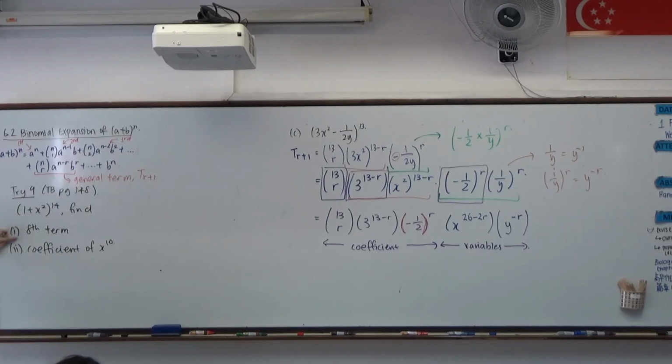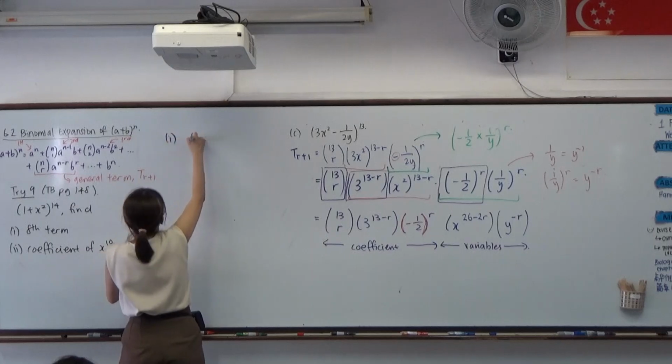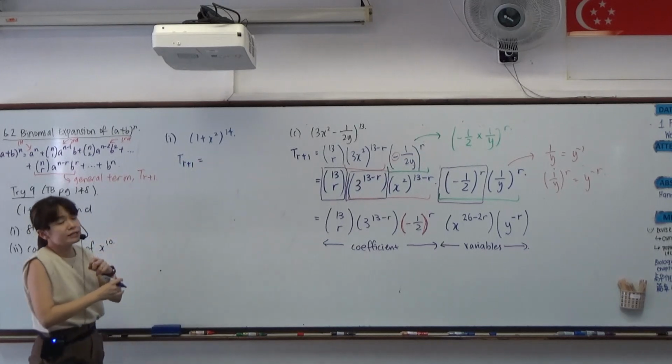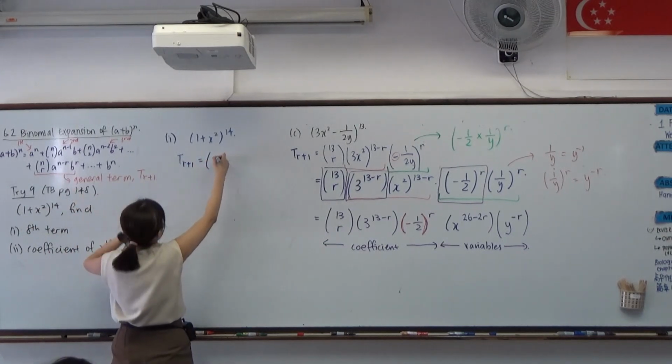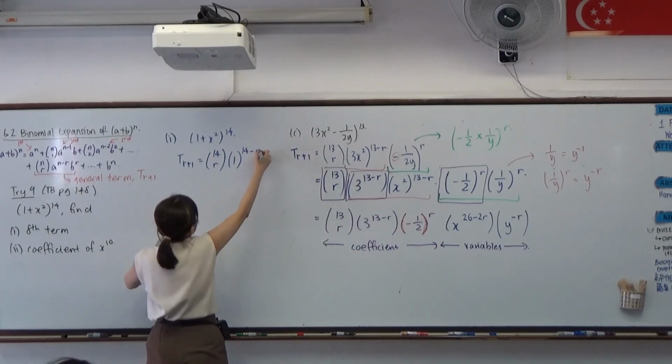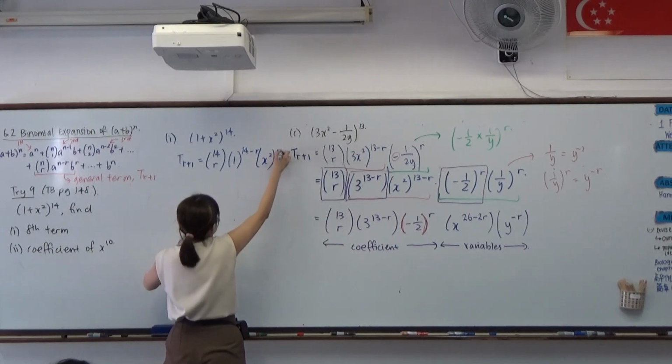In order for us to find the eighth term and the coefficient of any term, we definitely need to use the general term formula. Please do not expand everything all the way until the eighth term, or all the way until you find the one that has x to the power of 10. That will be a waste of time. That's why we learn how to use the general term. So using the general term for the expansion of (1 plus x squared) to the power of 14, our r plus 1 term would be 14 choose r, 1 to the power of 14 minus r, times x squared to the power of r.